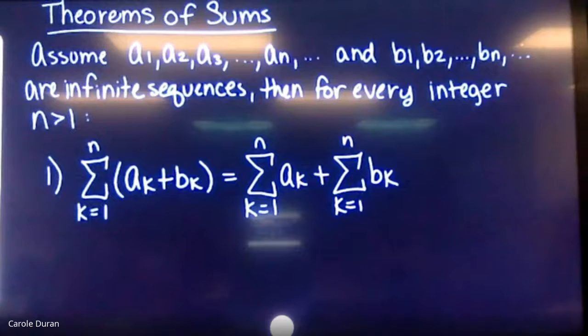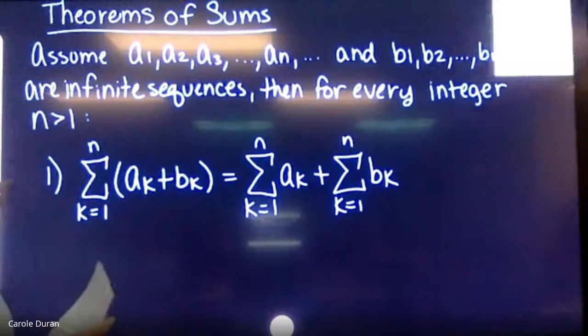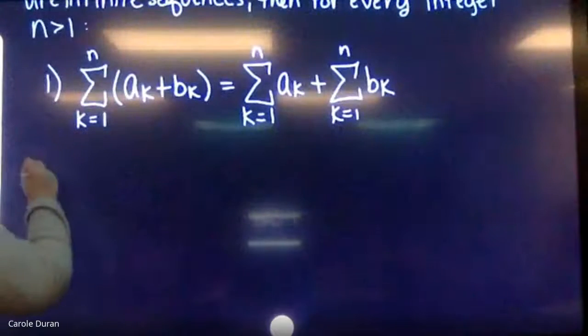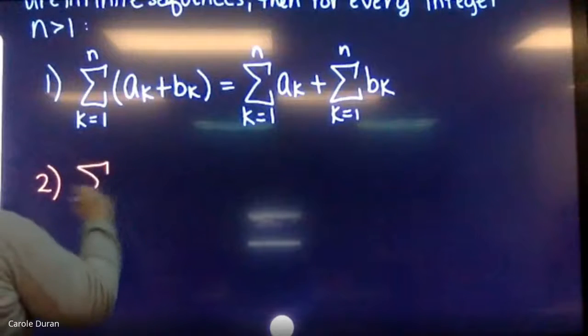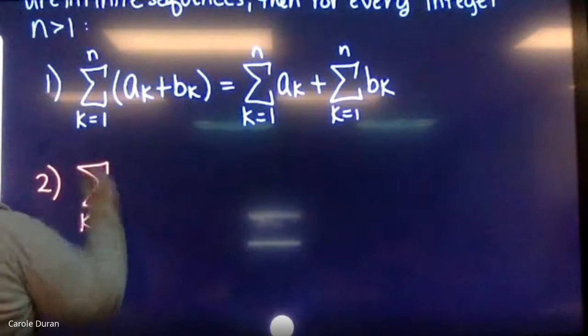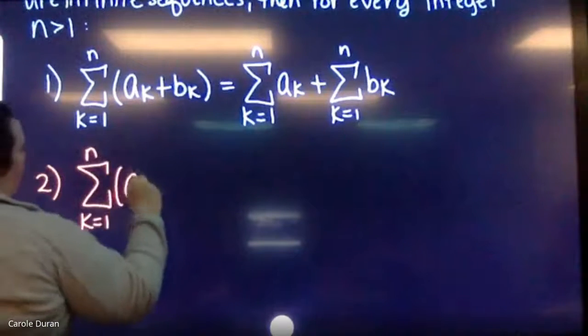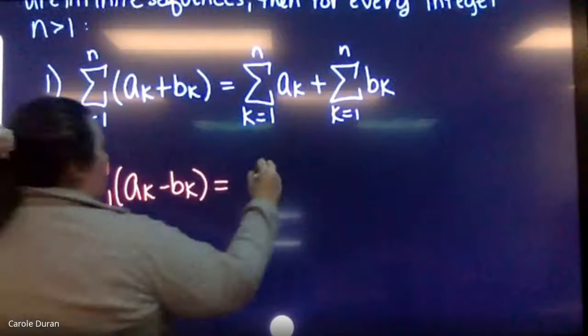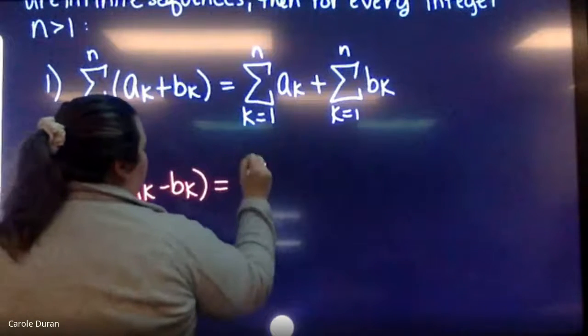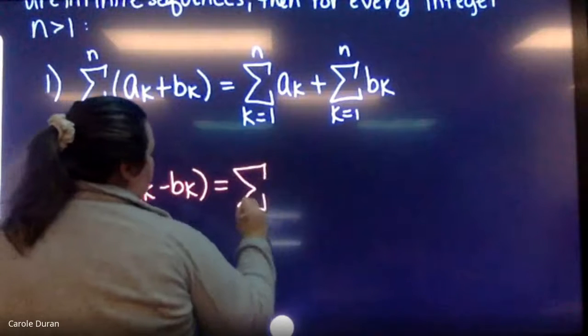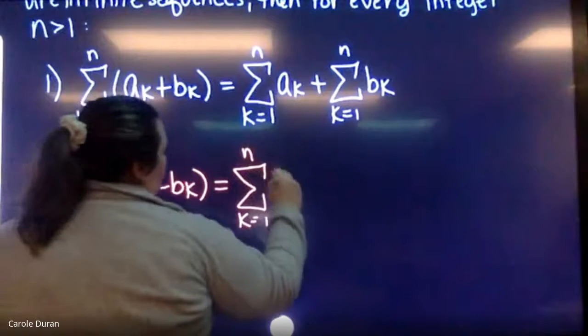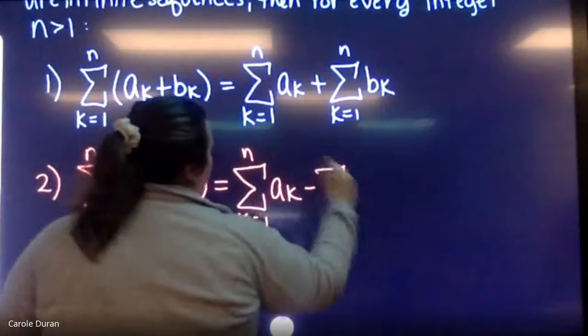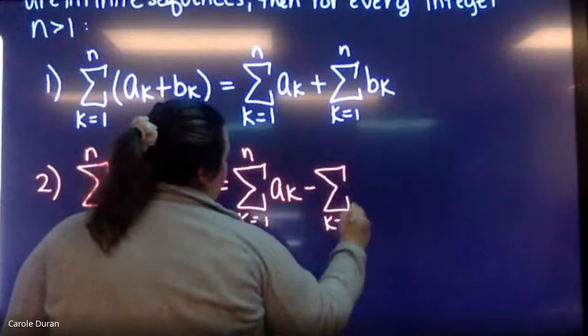Our second theorem has the same idea, but with subtraction. So this is assuming that we are taking the summation of terms 1 through n of one sequence minus the other sequence. Again, this can be split into the summation of the first sequence minus the summation of the second sequence.